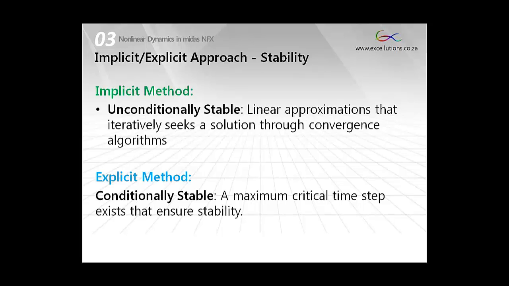We have to talk about stability when we talk about implicit and explicit FEA. The implicit method is unconditionally stable. Because it uses linear approximations, it will look for a solution iteratively by using convergence algorithms. The explicit method is conditionally stable, which means it can only be stable if we use time steps that are actually shorter than a critical time step.